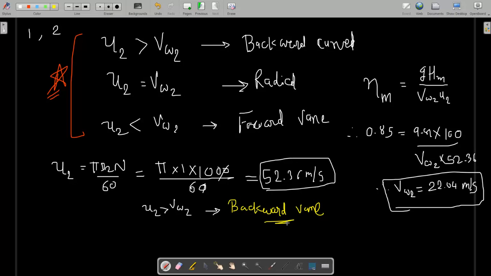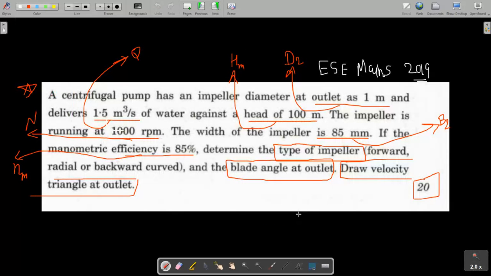Okay. Now we know the type of vane. Now the second thing we find out is the blade angle at outlet. To find the blade angle, first we have to draw the velocity triangle. So I am drawing the velocity triangle on the next page.